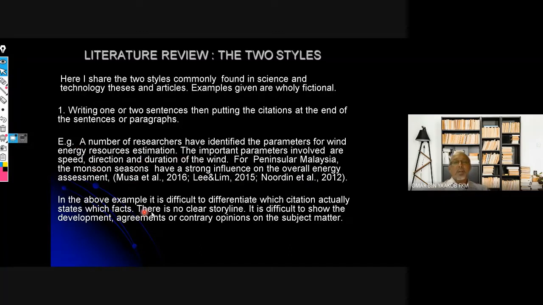So, in the above example, it is difficult to differentiate which citation actually states which facts. There is no clear storyline. It is difficult to show the development, agreements, and contrary opinion on the subject matter. Okay, so we don't know who said, actually, out of these three, did all three agree with all the same thing, or only this part only? Musa actually suggests this one, Lee actually this one, Nordin is this one. So, because they lump it together like this.